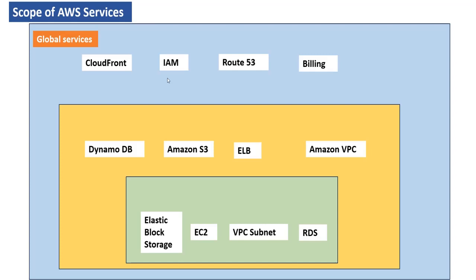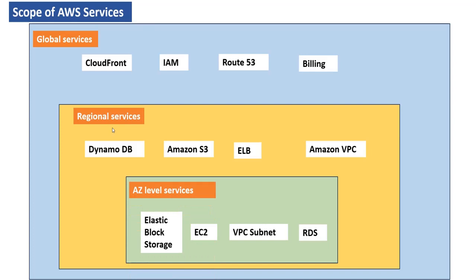And a few services are regional specific. So region level services are DynamoDB, Amazon S3, ELB, and Amazon VPC. These are a few services I have mentioned here, but a couple of others also exist. It means if you create DynamoDB in one region, you cannot access the same DynamoDB in another region. If you created an Amazon S3 bucket in one region, you cannot use the same S3 bucket in another region. So these are regional level services.